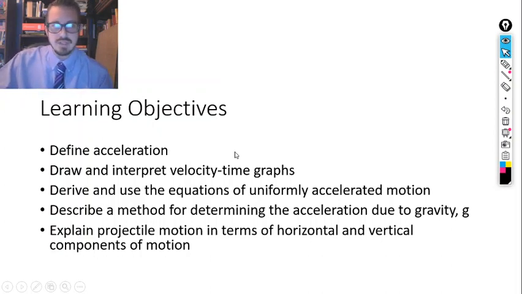I'm uploading this set of slides for those students that feel prepared to move on to the next set of learning objectives. And here they are: to define acceleration, to draw and interpret velocity time graphs. Remember, we had a similar learning objective to draw and interpret displacement time graphs from the previous lesson. We're going to derive and use the equations of uniformly accelerated motion, describe a method for determining the acceleration due to gravity g. We'll describe a couple of methods for that. And explain projectile motion in terms of horizontal and vertical components of motion. And hopefully from all the vector addition that we've been doing, this idea of horizontal and vertical components makes a little bit more sense.